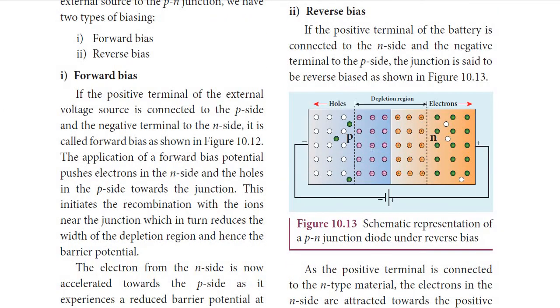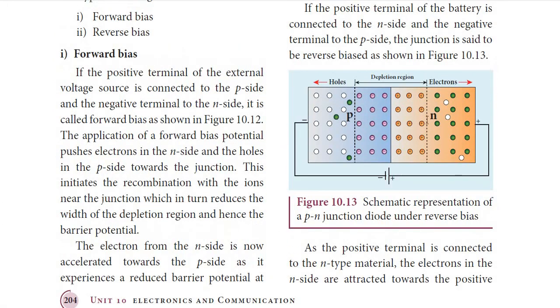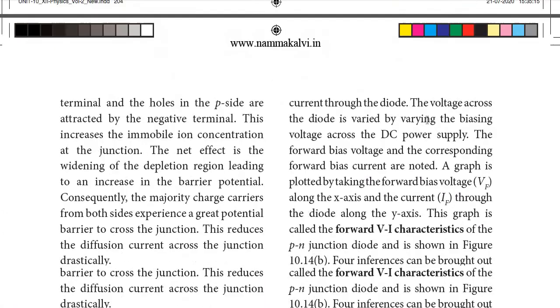Here attractional force is acting on the two sides of the semiconductor. So angu enna aagudhunna, majority minority charge carriers attraction forceanaal move pannumbodhu depletion region increases. This mode of process is called reverse biasing process.